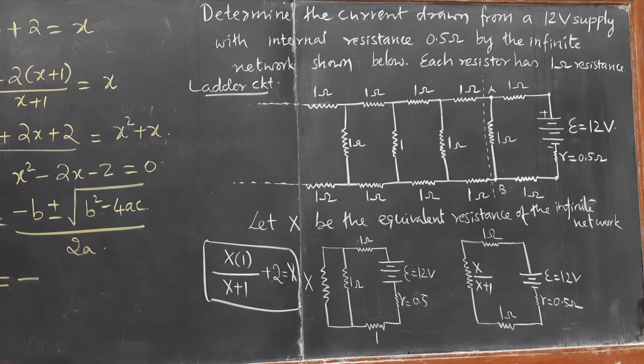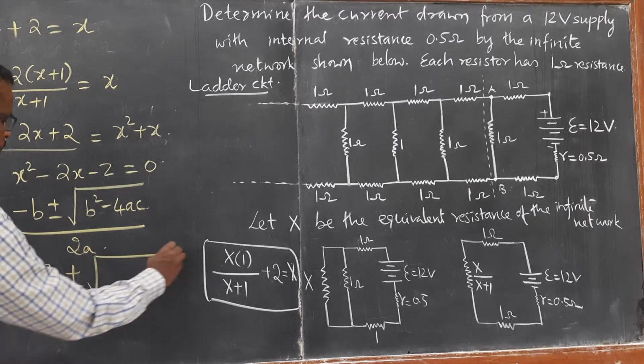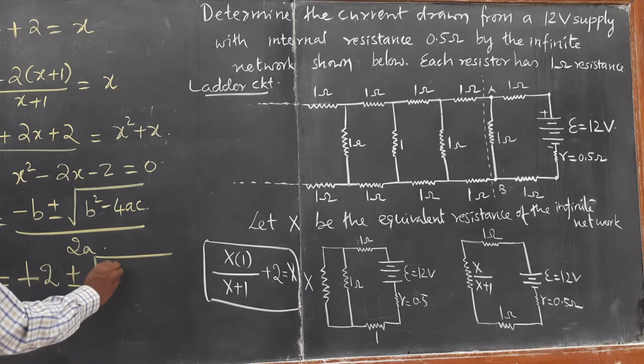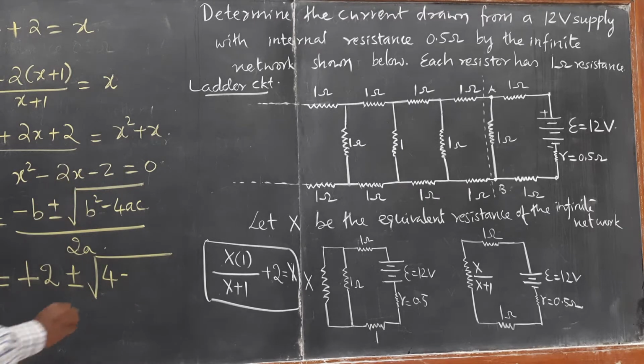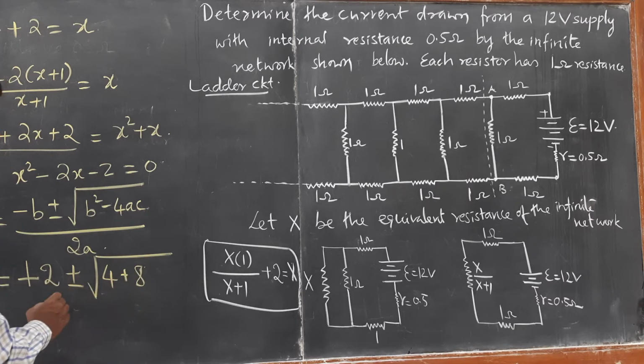So, minus of minus 2 becomes plus 2, plus or minus the square root of b squared, which is 4, minus 4 times minus 2, which is plus 8, right, divided by 2 into a, that is 2.